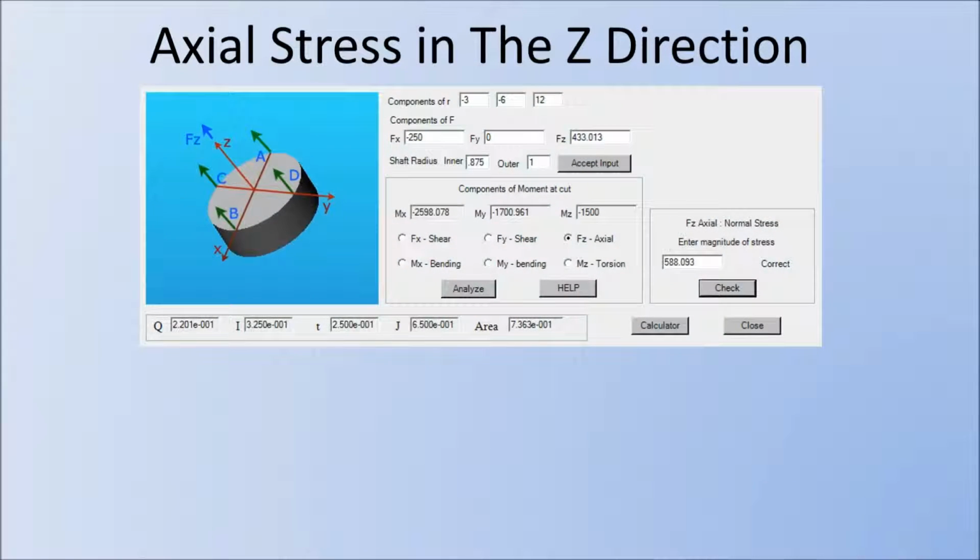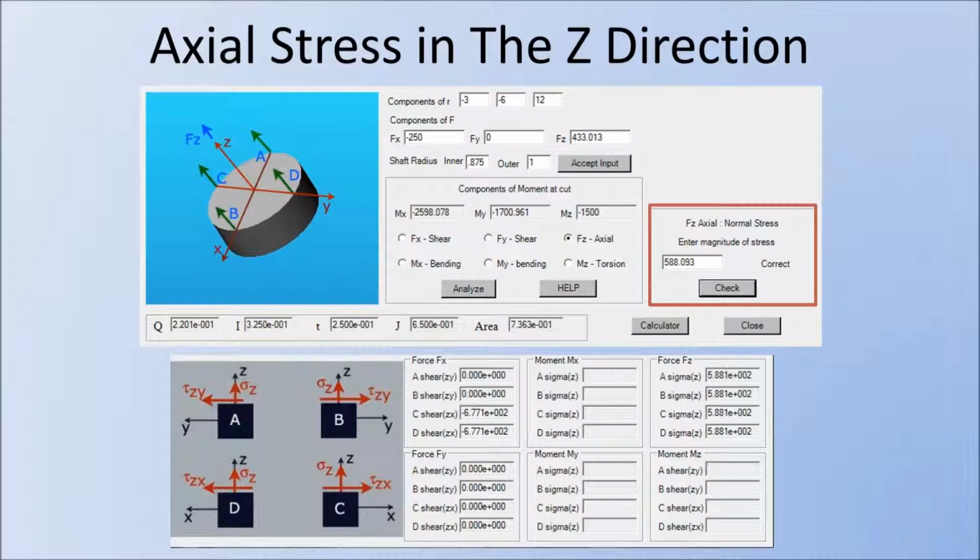Next, we're going to take a look at axial stress in the z direction. For this, it's a very simple calculation. It's just force over area. So our force in the z direction is 433 pounds, and our area, based on the calculations from the program, is 7.363 e to the minus 1 inches squared. And when we take that force divided by that area, we get the correct answer, which is 588 psi. Now this is entered into the stresses box and saved for later evaluation.